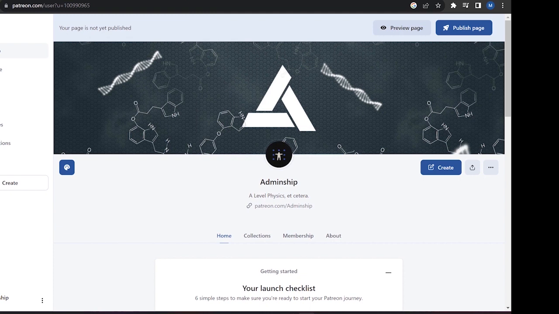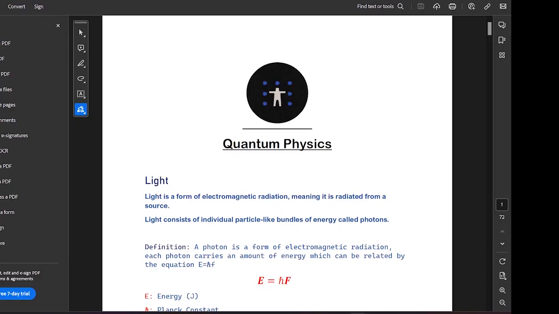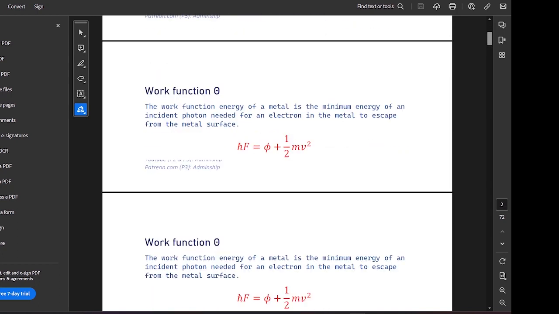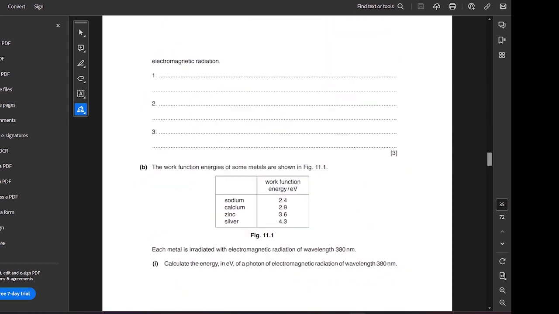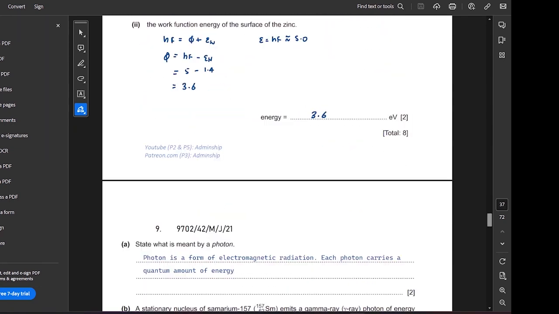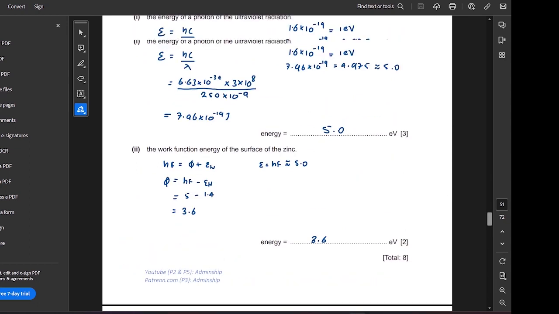Let's have a look at my quantum physics coursework. Just like my coursework on polarization, we have my own notes, Cambridge past paper questions, and my own solutions, which are right here.